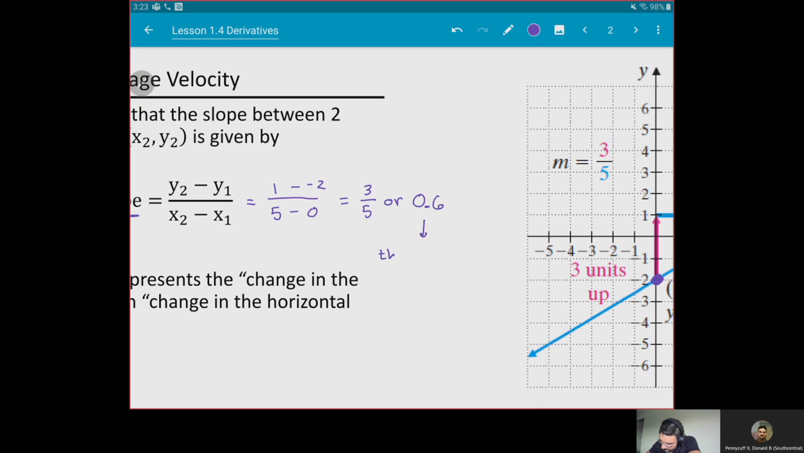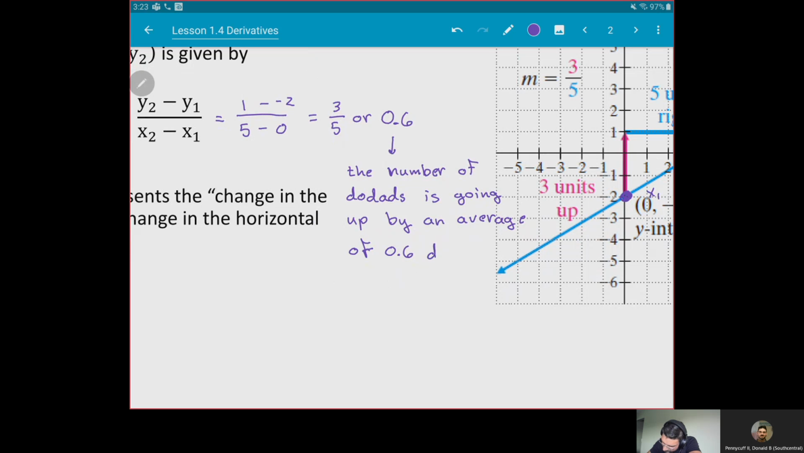So the number of doodads is going up by an average of 0.6 doodads per minute or second or hour, etc.